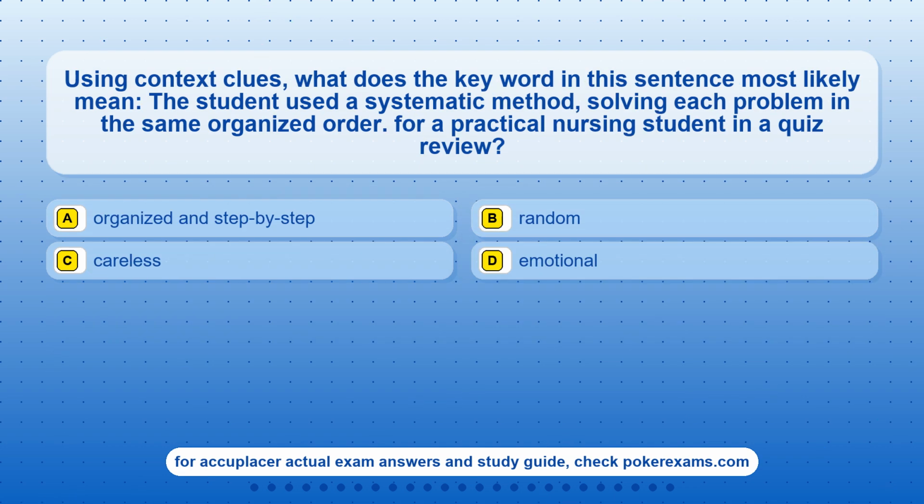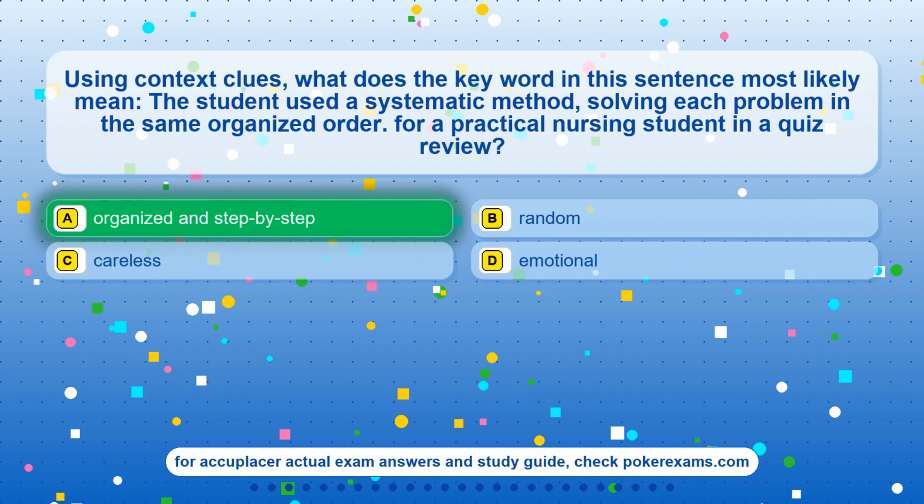Question 20. Using context clues, what does the key word in this sentence most likely mean? The student used a systematic method, solving each problem in the same organized order. For a practical nursing student in a quiz review? Option A. Organized in step-by-step order. Option B. Random. Option C. Careless. Option D. Emotional.